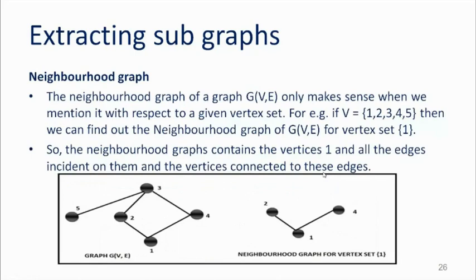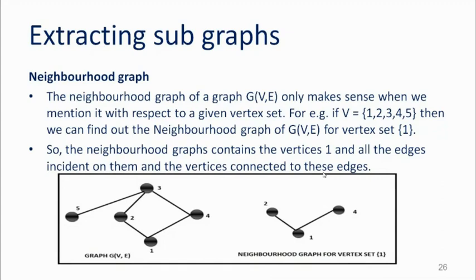Next one is neighborhood graph. Neighborhood graph is also a kind of extracting subgraph concept. That means first you will start with one vertex and we'll observe what the neighbors of the particular vertex are. How can you understand what the neighbors of the vertex are unless there is an edge connected to that? So the neighborhood of a graph G(V, E) only makes sense when we mention it with respect to a given vertex set.